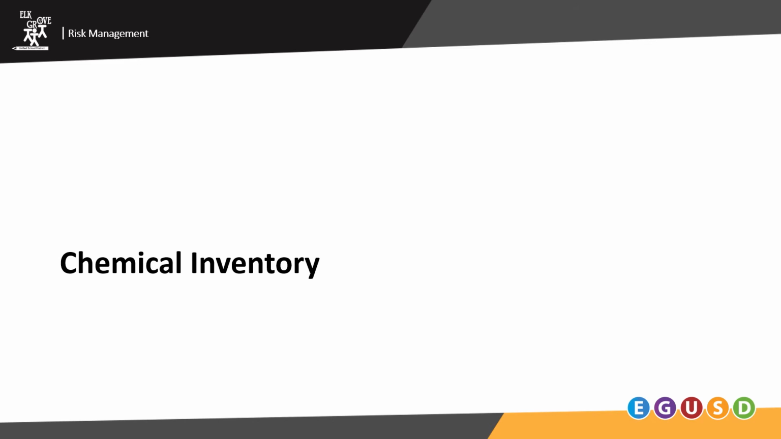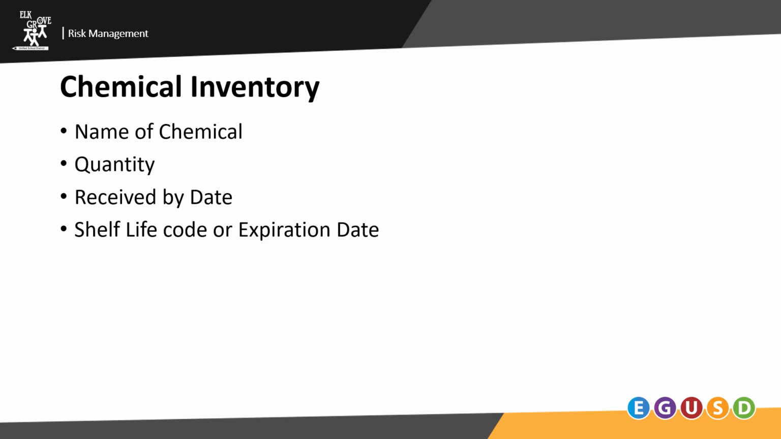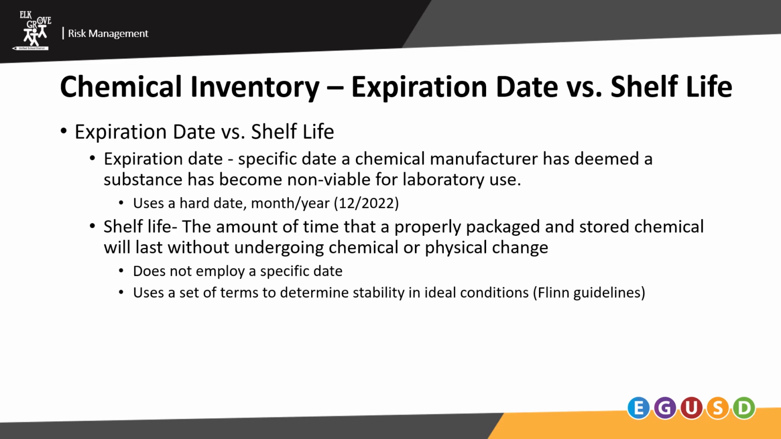Chemical inventory. Chemical inventory should include name of chemical, quantity, received by date, shelf life code, or expiration date. Expiration date versus shelf life.